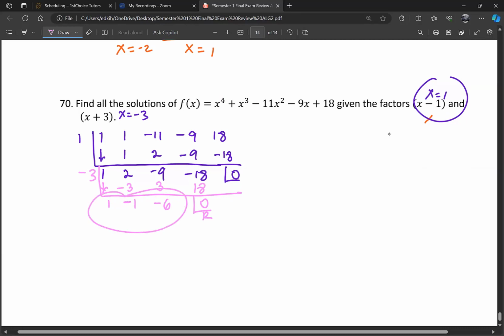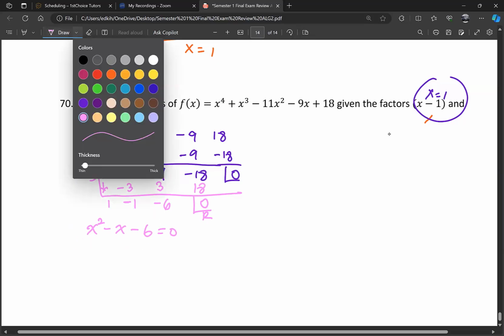So here's the new equation. These are the new coefficients. We started at x to the 4th. We've divided twice. So the first division brought it to x to the 3rd. The second division has brought it to x to the 2nd. So this is 1x squared minus x minus 6 equals 0. A trinomial that needs to be factored, well, x method. So let's do the x method here.